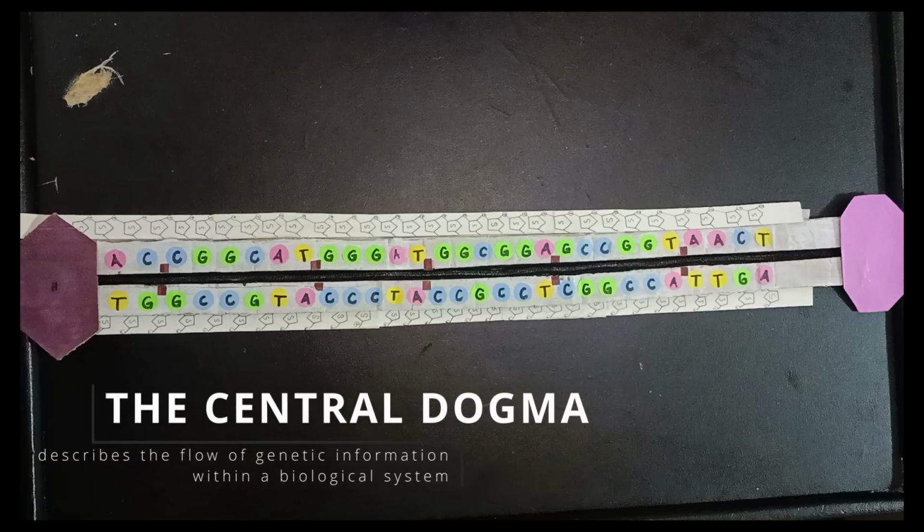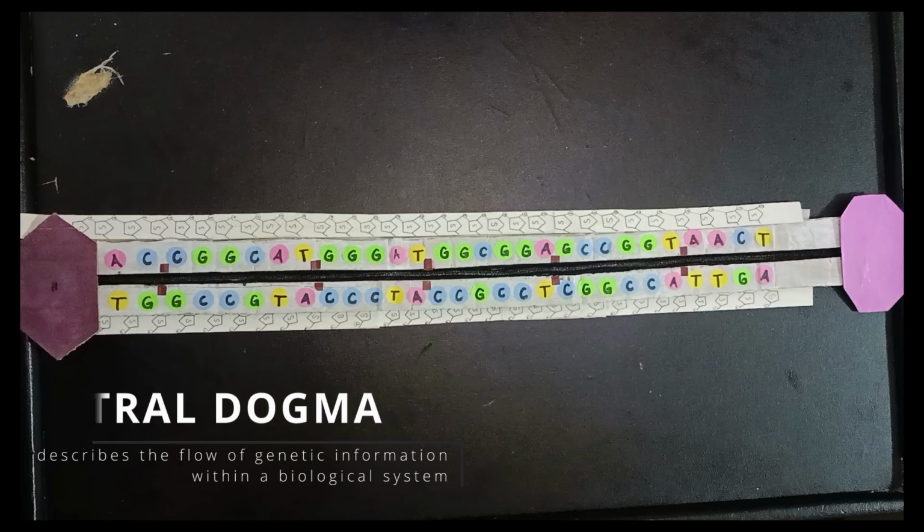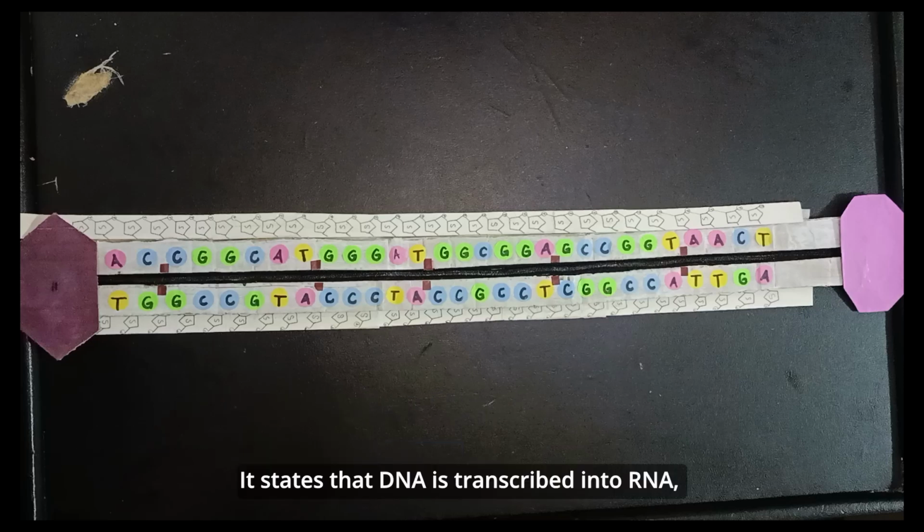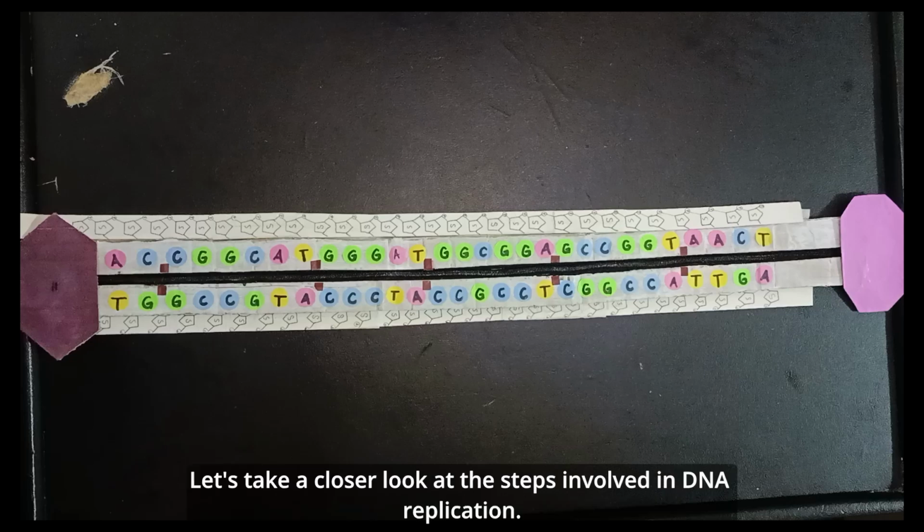The central dogma describes the flow of genetic information within a biological system. It states that DNA is transcribed into RNA, which is then translated into proteins. Let's take a closer look at the steps involved in DNA replication.